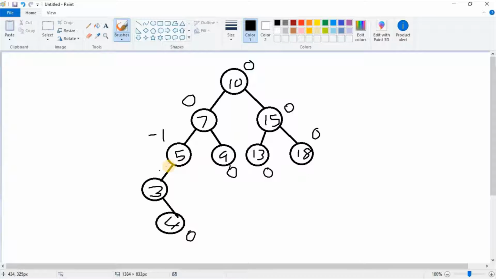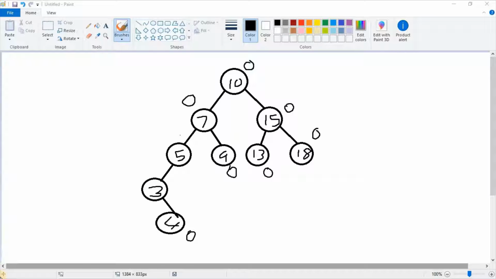Okay, now if we are taking 3 to find the balance factor of 3, we are looking on the left side, there's nothing on the left side, so it's 0 plus when we look at the right side we got 4 over here. Since there's one element on the right side, we give 1 over there, so 0 plus 1 gives you 1 over here. So that is the balance factor of 3. So this is how you find the balance factor.